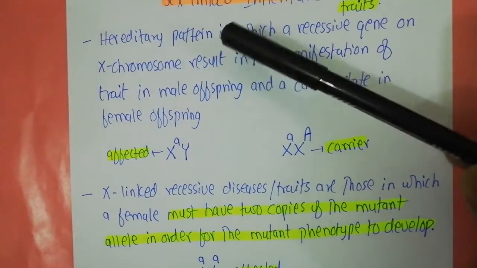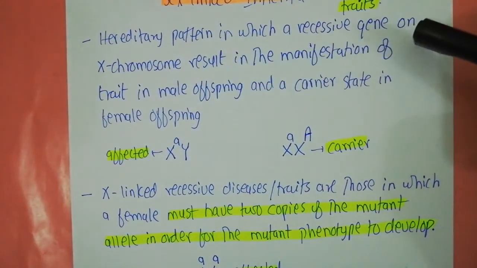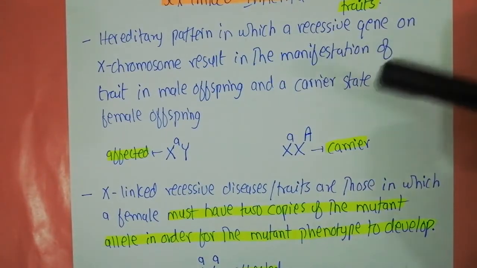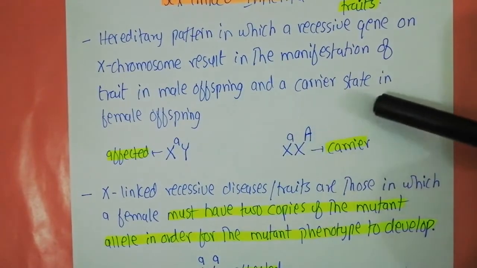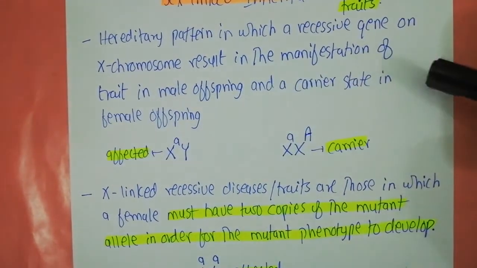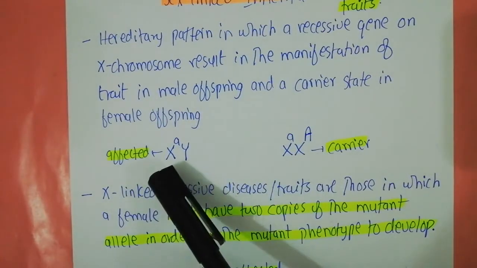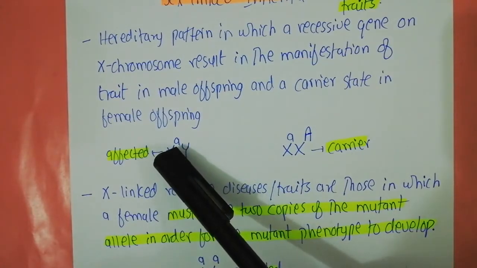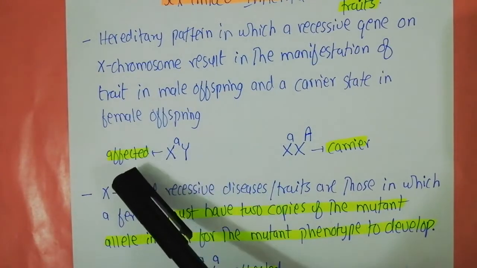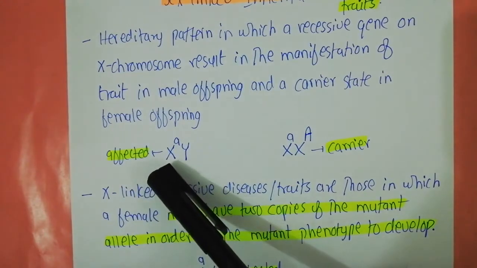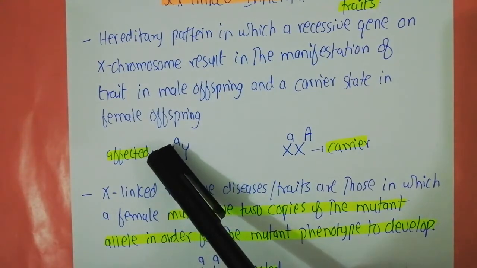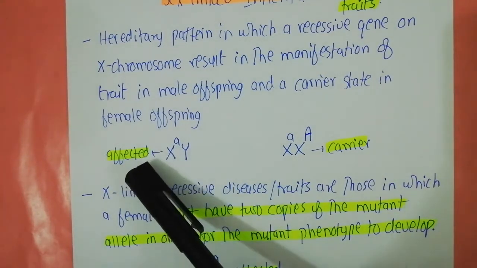For example, the hereditary pattern in which a recessive gene on the X chromosome results in the manifestation of the trait in the male offspring and a carrier trait in the female offspring. For example, you have one mutant copy of the allele. If a male gets that mutant copy of that particular allele, the male is going to be affected, because males have only a single X chromosome, and if that X chromosome is carrying a mutant allele, that means the male will be affected.